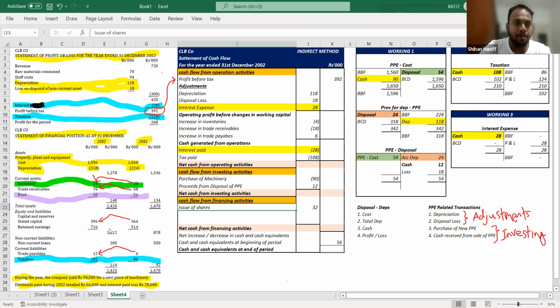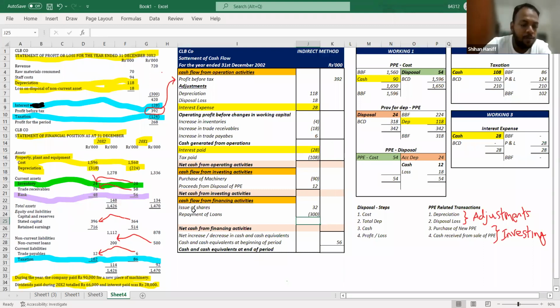Then what happened to the loan? Non-current liability. There is a settlement of non-current liabilities. Settlement of loan. 500 becomes 200. So that means we have settled the loan. Repayment of loan. How much is paid? 500, 200, so 300 paid. Loan reduced. That means we have paid the loan.